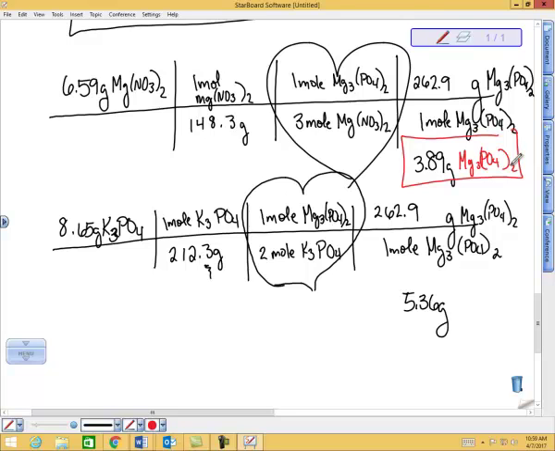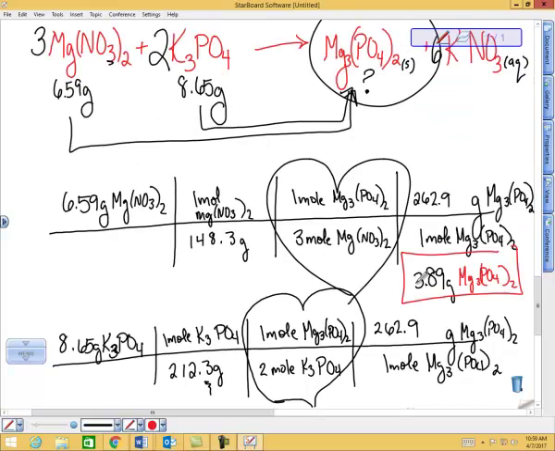Therefore, which reactant ran out on you? Did the magnesium nitrate run out, or did the potassium phosphate run out? What stopped the reaction? What limited the amount that you can make? The magnesium nitrate limited how much you can make. So when you come back up, this reactant right here gave us a lesser amount. Therefore, it limited how much we could make. So this magnesium nitrate is completely gone.